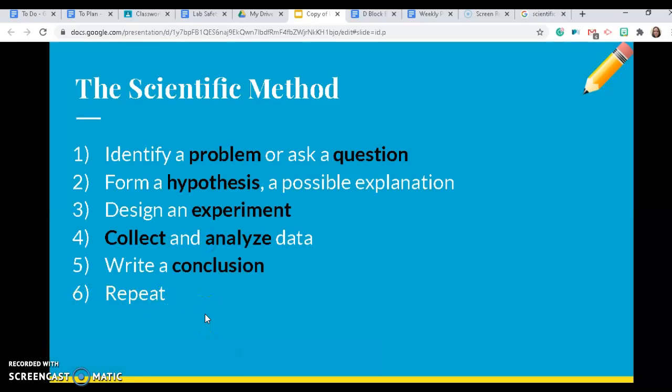Here are all of these steps. You first need to identify a problem or ask a question. Next, you form a hypothesis, a possible explanation to the question or the problem. Then you design an experiment, collect and analyze data, write a conclusion, and then repeat. We always need to repeat experiments to make sure we get the same results every time.